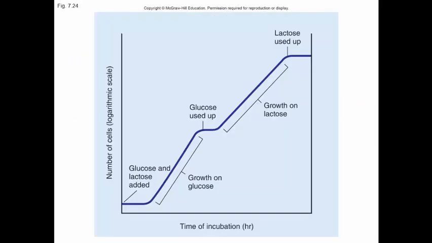Here, if you look at the time of incubation, is the growth curve, the number of cells. When you have glucose and lactose added at the same time, first what happens is you get this growth curve for glucose. Glucose is all used up. You see that plateauing that occurs? Now you're getting the switching over and getting ready to use lactose. Then you start using lactose as your growth medium. When the lactose is used up, then you plateau.